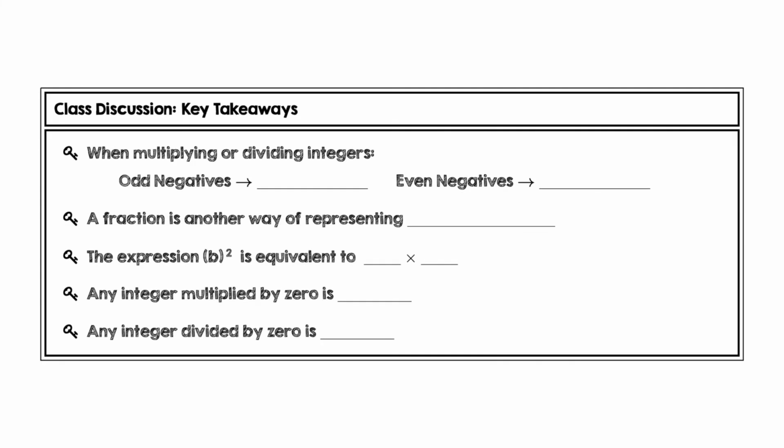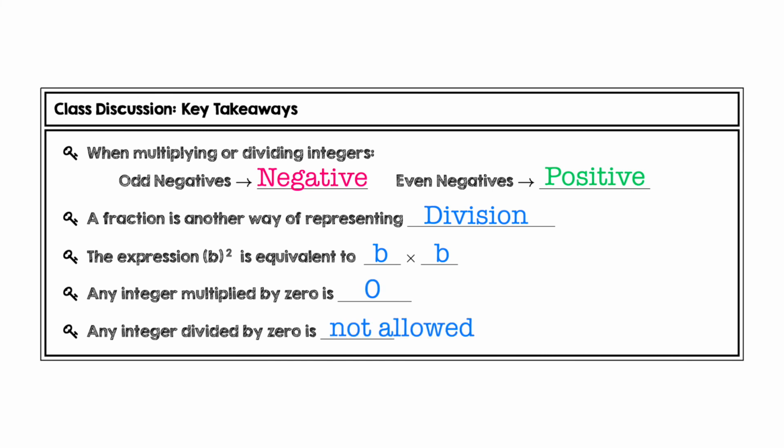Alright, let's now summarize some of the key points. When multiplying or dividing integers, an odd amount of negatives means our answer is negative, while an even amount of negatives means our answer is positive. We can use the acronym ONEP to remember this. A fraction is another way of representing division. The expression b in parentheses squared is equivalent to b multiplied by b, where b may be a positive or negative integer. Any integer multiplied by 0 is 0. Any integer divided by 0, on the other hand, is not allowed.